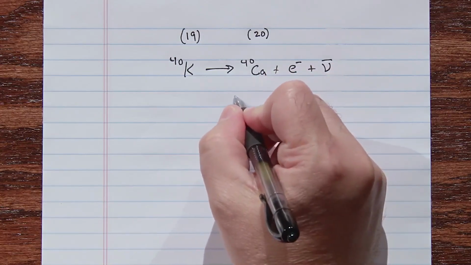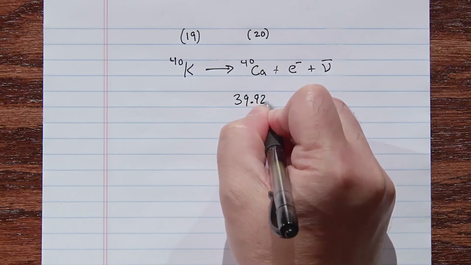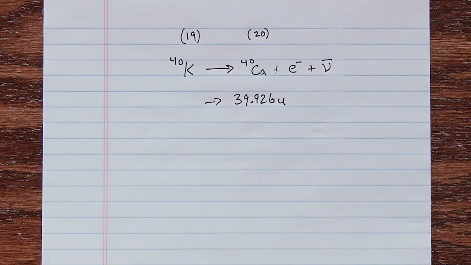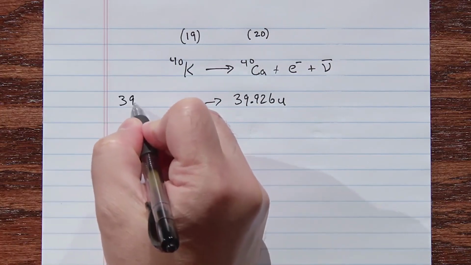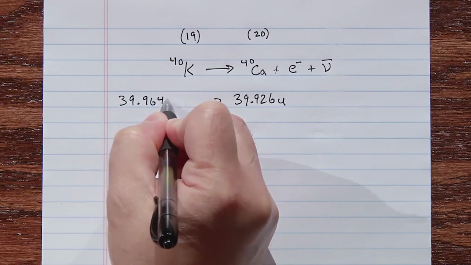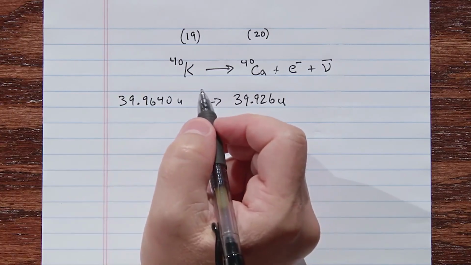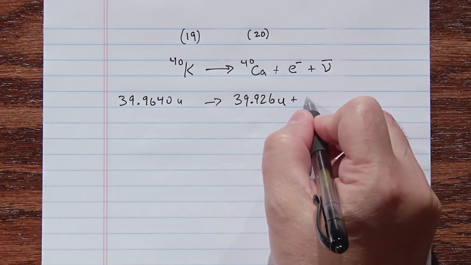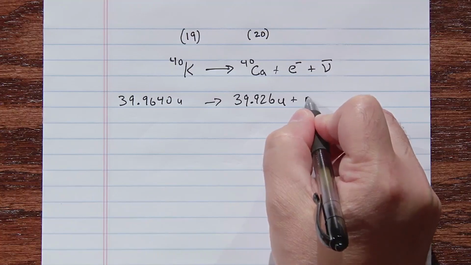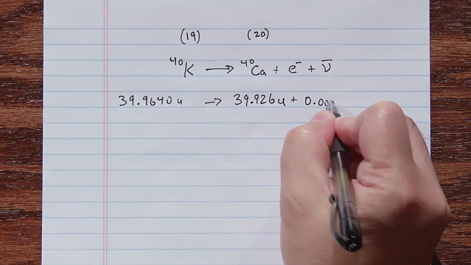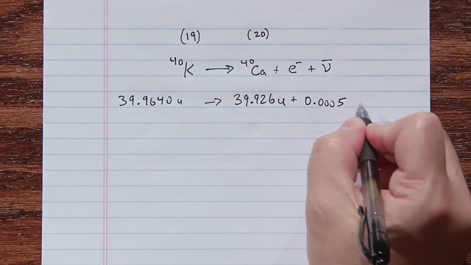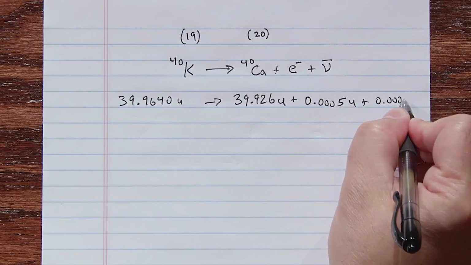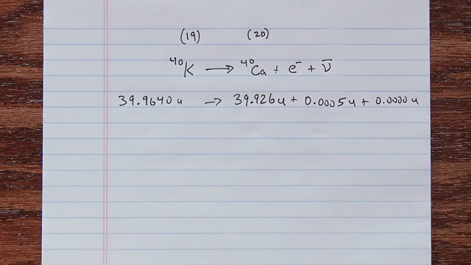The atomic mass of calcium-40 is 39.926 atomic mass units. The atomic mass of potassium-40 is 39.9640 atomic mass units. The atomic mass of an electron is 0.0005 atomic mass units, plus 0.0000 over here for the neutrino.